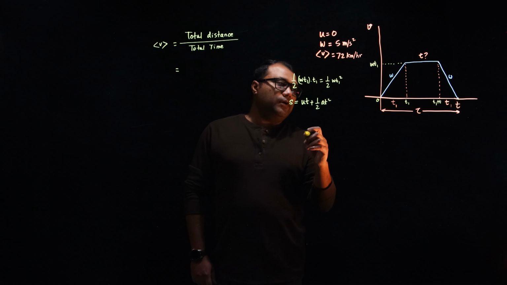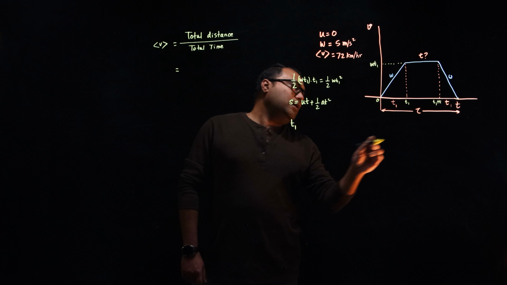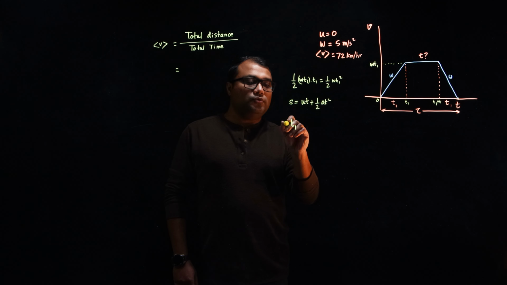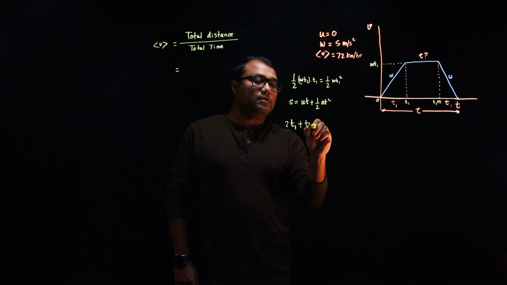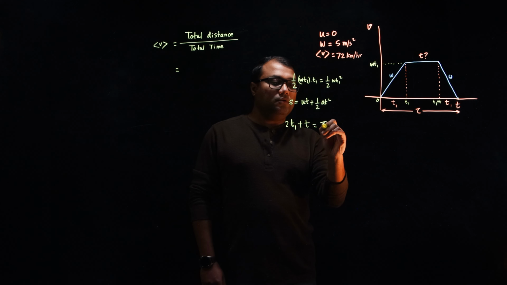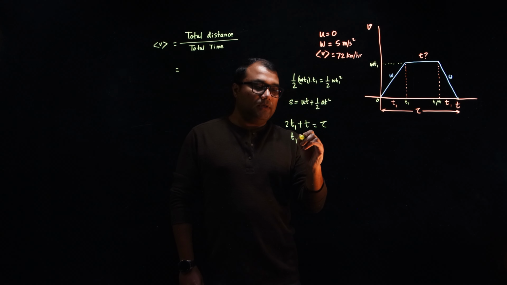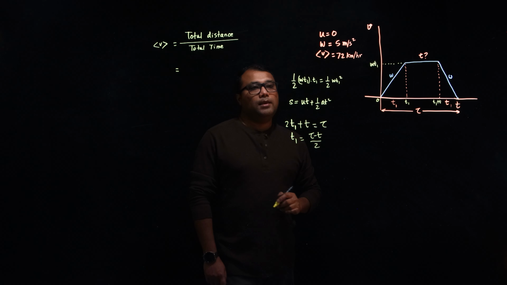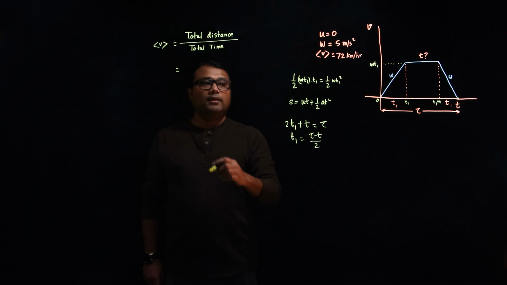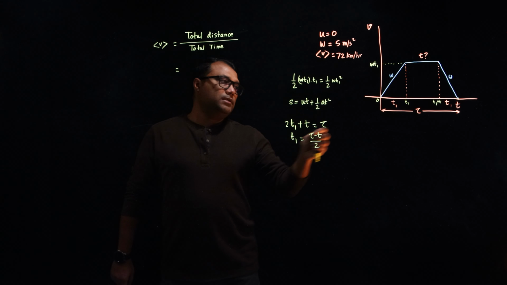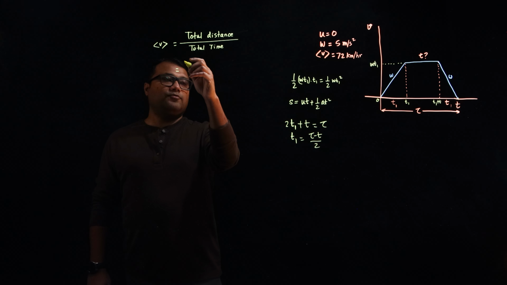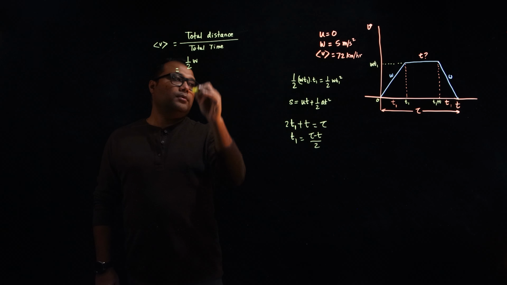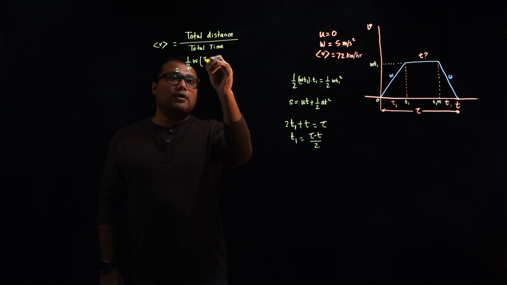Now this t1 and this t1 are the same. So 2t1 plus t, this t, is equal to tau. So we can also write t1 as tau minus t divided by 2. Let's substitute that here and find out the total distance in the first t1 seconds. The total distance in the first t1 seconds would be half w t1 square, which is half w times tau minus t by 2 whole square.